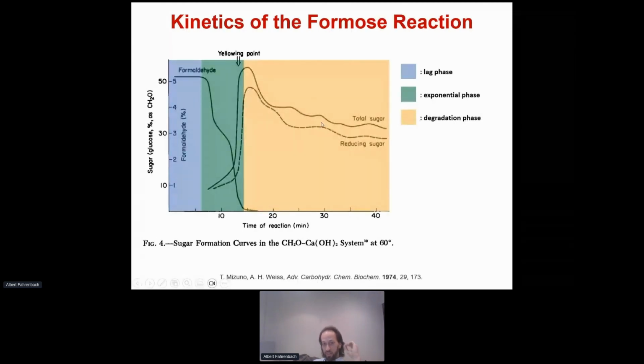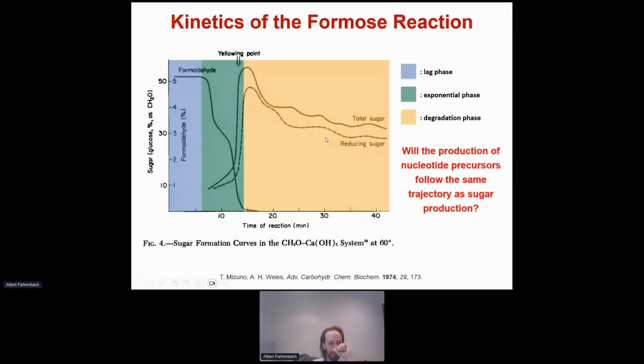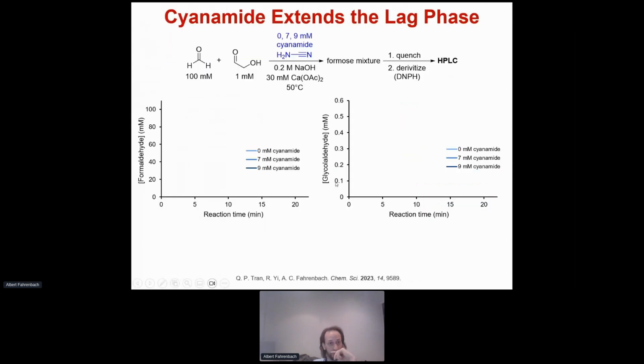And you start making what's known as a tar-like mixture. It turns yellow, kind of brown, caramelization. Okay, so we wanted to know if the nucleotide precursors, the 2-aminoxazole that we're seeing, follow the same trajectory or not. So here's the experiment that we did. We just added different amounts of cyanamide to this formose reaction, and then we quenched it and derivatized with this DNPH chromophore, so we could analyze by HPLC.